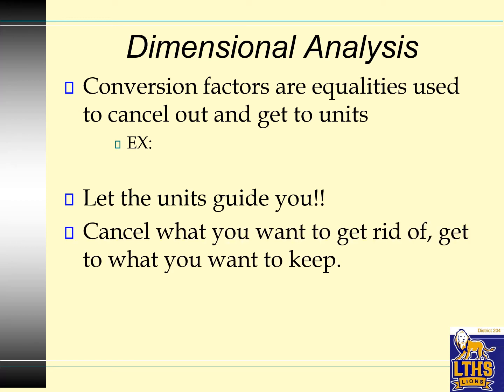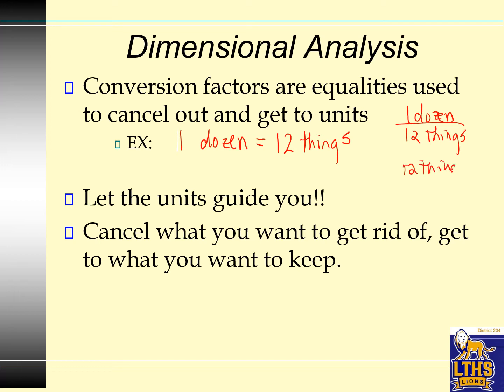So an example is, 1 dozen equals 12 things. This is a conversion factor because it's an equality. 1 dozen equals 12 things. And then we could say 1 dozen over 12 things if we want to cancel out things and change it to dozens, or we can say 12 things over 1 dozen if we want to cancel out dozens and change it to things.